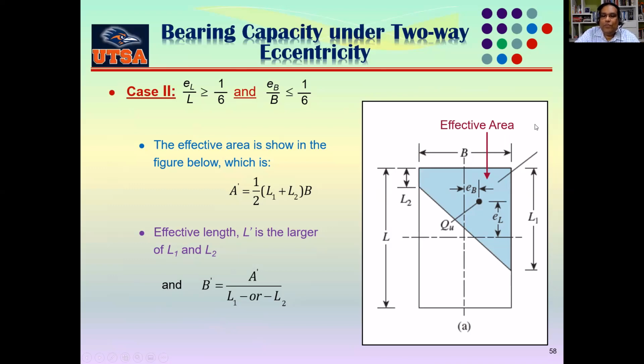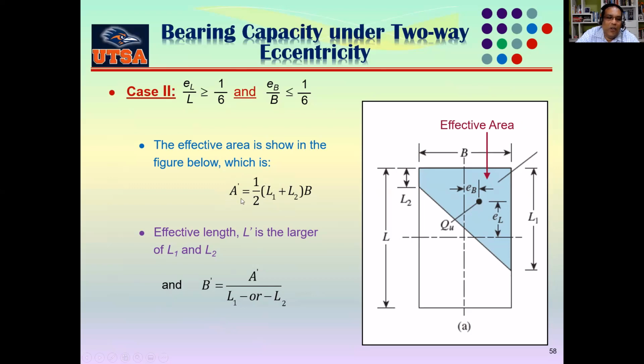Anyway, you can see this is basically a trapezoidal section. So what's the effective area of that? That's this plus this divided by 2 multiplied by B, right? So L1 plus L2 divided by 2 multiplied by B. That's your effective area.